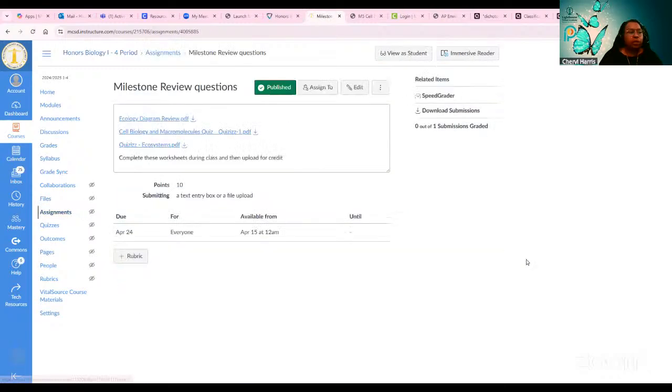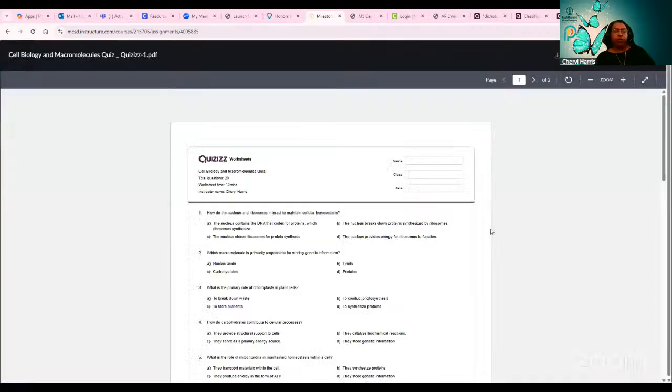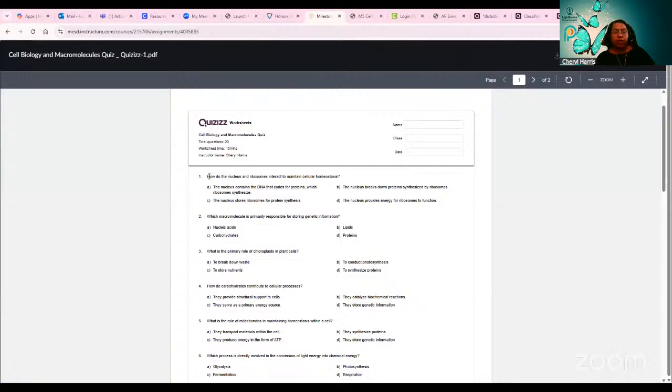All right, so we go back to our macromolecule. Again, we did the first 4 questions of number 1. And again, we're looking at where the organelles are. How does the nucleus and ribosome maintain? And we said it contains the DNA, which programs the proteins, and this happens in the ribosome.